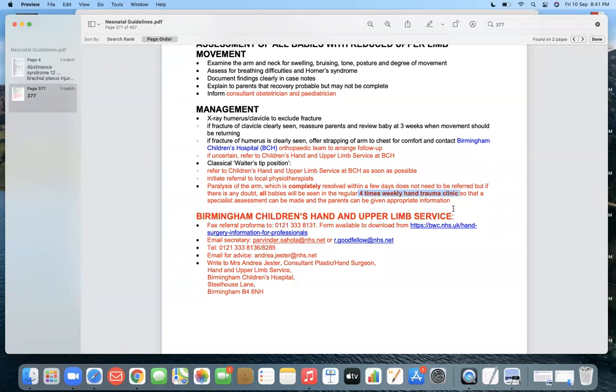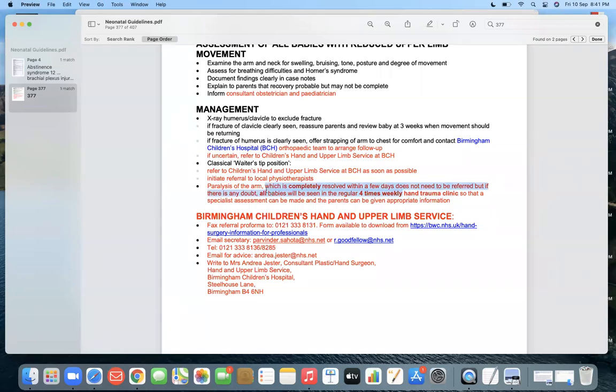I'm not sure about that, but with the 4 times weekly clinic, I just understand that the hospital has this service available 4 times a week. But that doesn't make sense for all babies. Yeah. All babies will be seen in the regular 4 times weekly hand trauma clinic. So if the paralysis of the arm completely resolves within a few days, no referral. If there is any doubt, you will refer to the hand trauma clinic, he is telling.